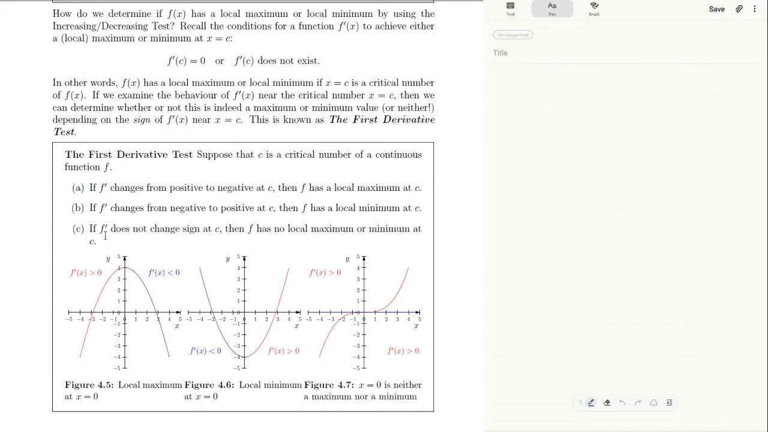Now, if f prime does not change sign at c, then f does not have a local minimum or local maximum. So in this example here, we have a critical number at 0, since it has 0 slope at this particular point. But f prime is positive from negative infinity to 0 and from 0 to infinity. So the derivative does not change sign around this critical number, so it's neither a local max nor a local min.